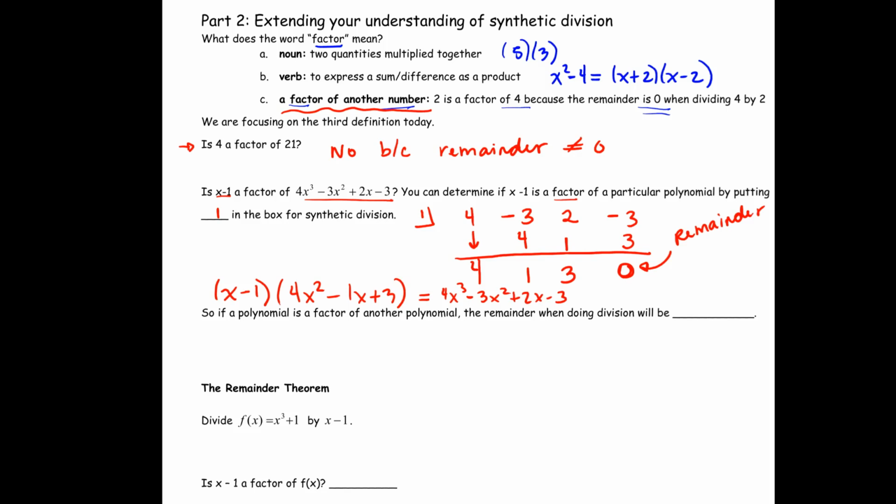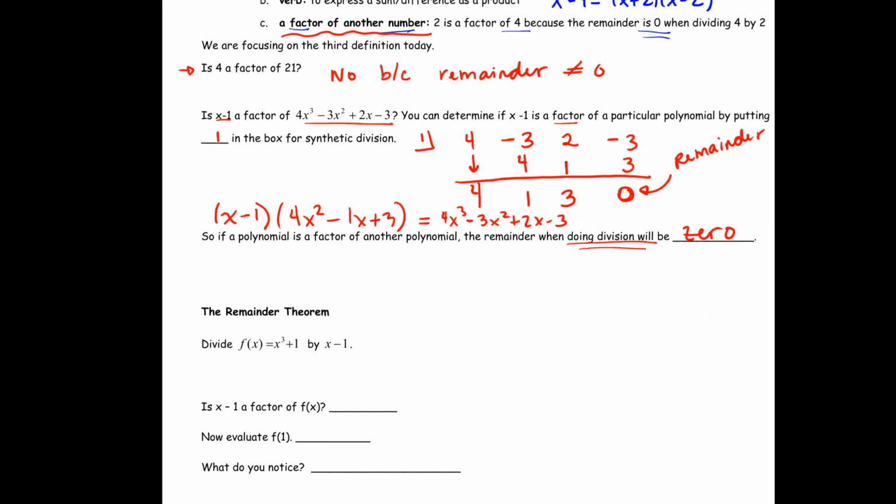So is it a factor? Yes. If a polynomial is a factor of another polynomial, the remainder when doing long division, or when doing any type of division, synthetic or long, will be what? 0. Now this is going to help extend our understanding of what the remainder theorem states.